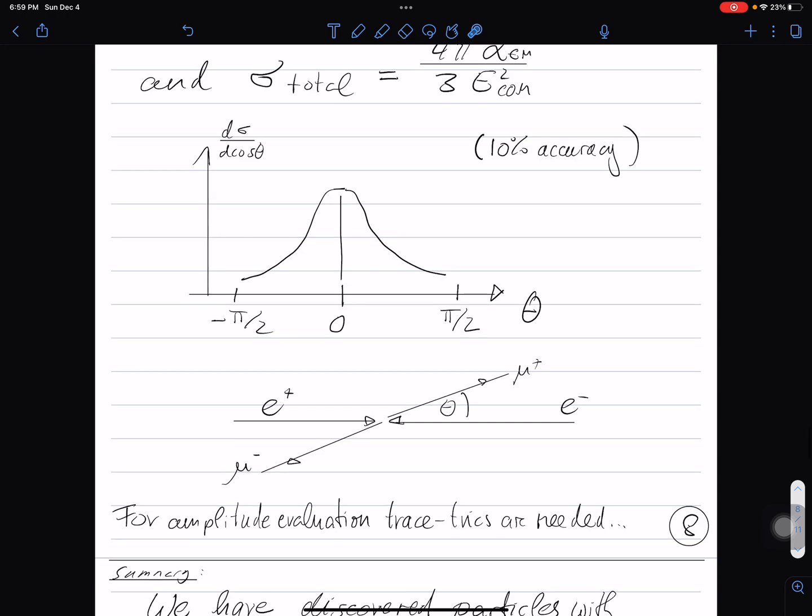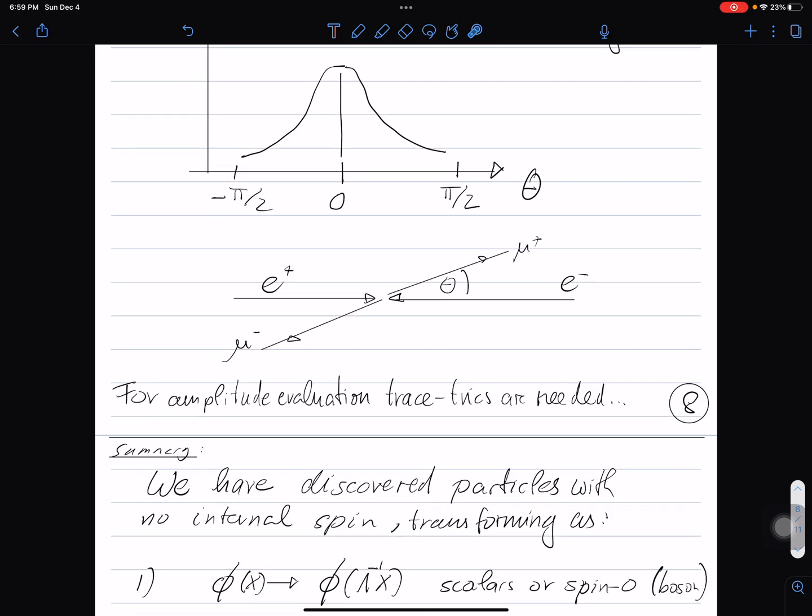For the evaluation of the amplitude, more complicated trace techniques are needed, and they're well described in a book, for example, Peskin and Schroeder, that you could definitely read on your own and familiarize yourself a little bit with the trace technology, which I would recommend. However, we don't have time to go through the trace technology in this course.